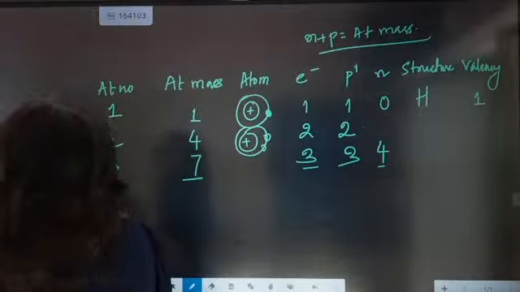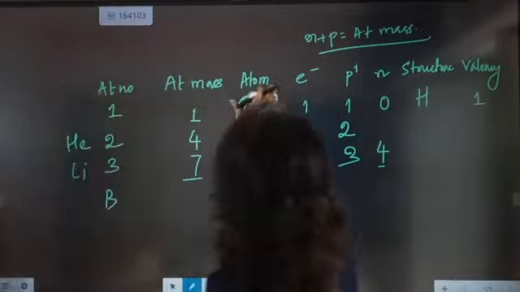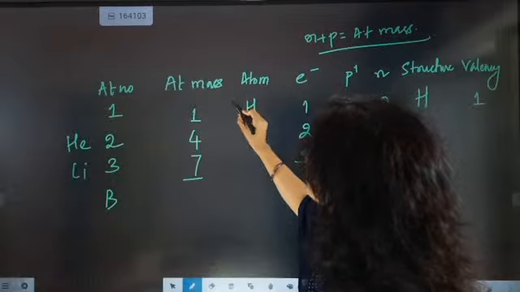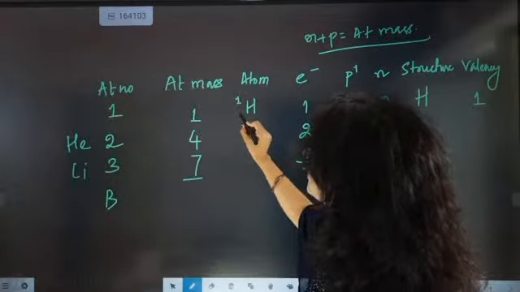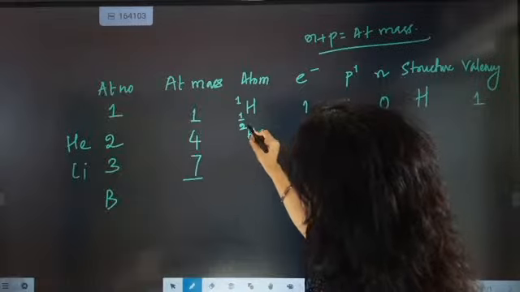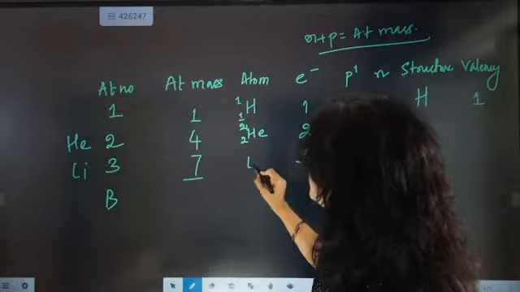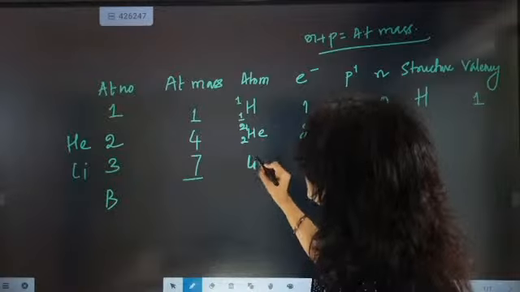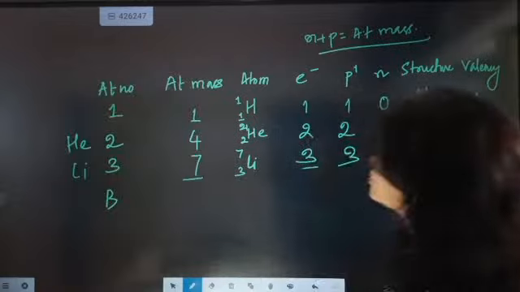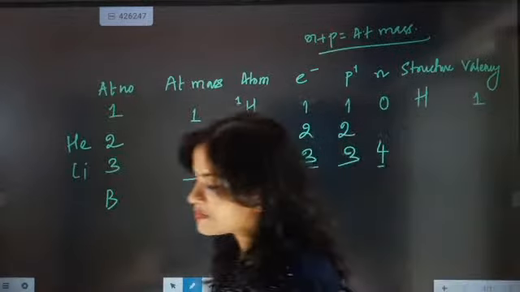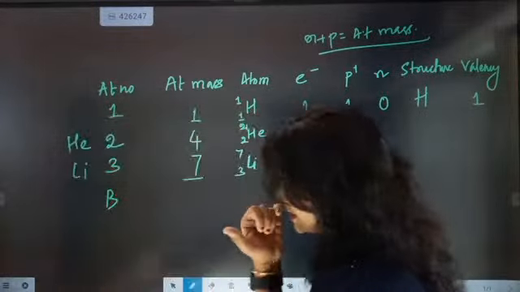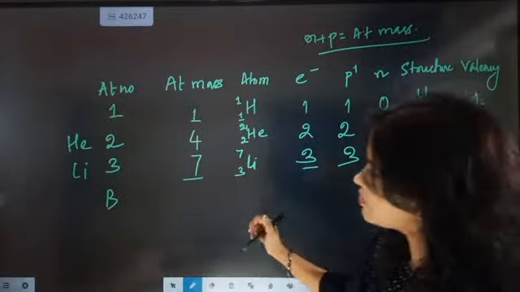After that, beryllium. So atom presentation, if we say, so how we are presenting helium: atomic mass 4, atomic number 2. Lithium: 7, 3. So now you understood how to present the atom. I think you might have understood.